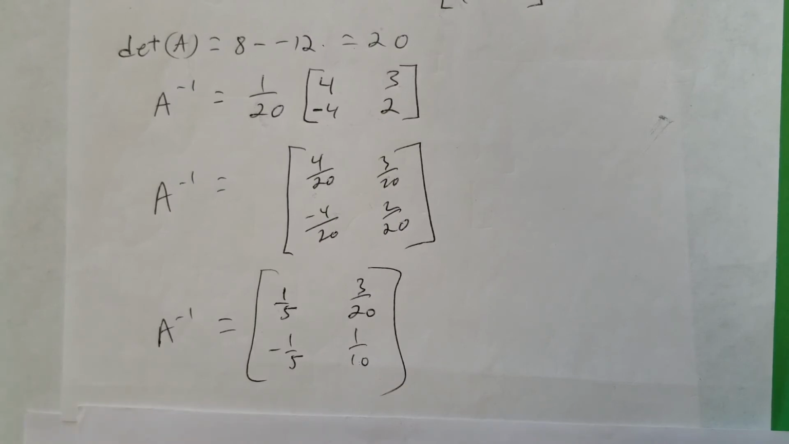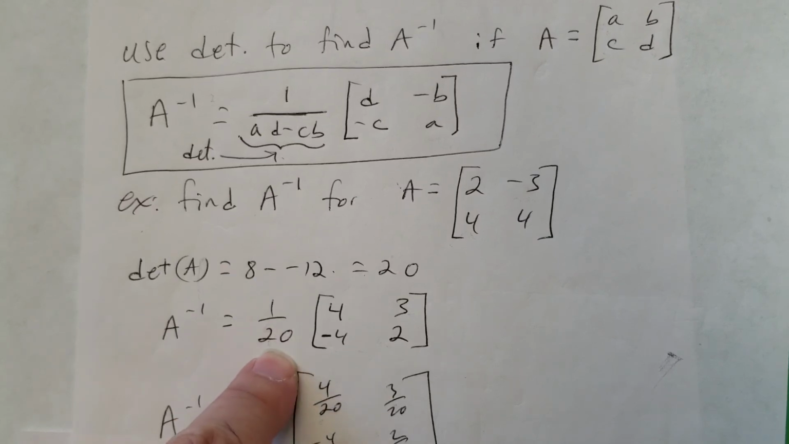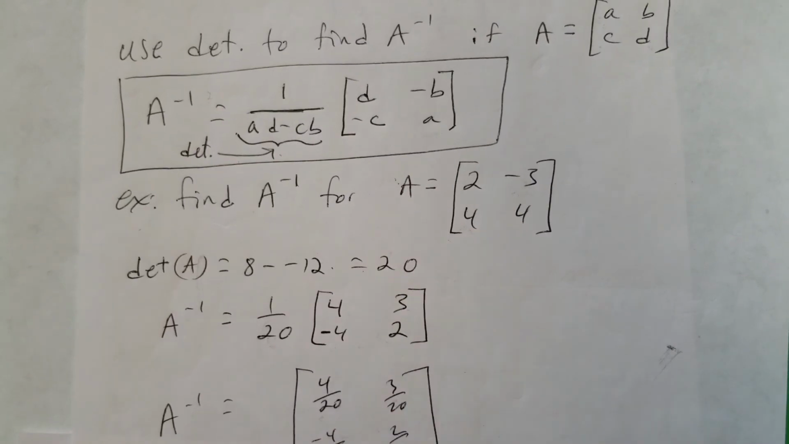Okay? So you need to know the determinant. The determinant goes under the 1 on the outside here, and you do some switching of the original matrix, and then multiply it in.